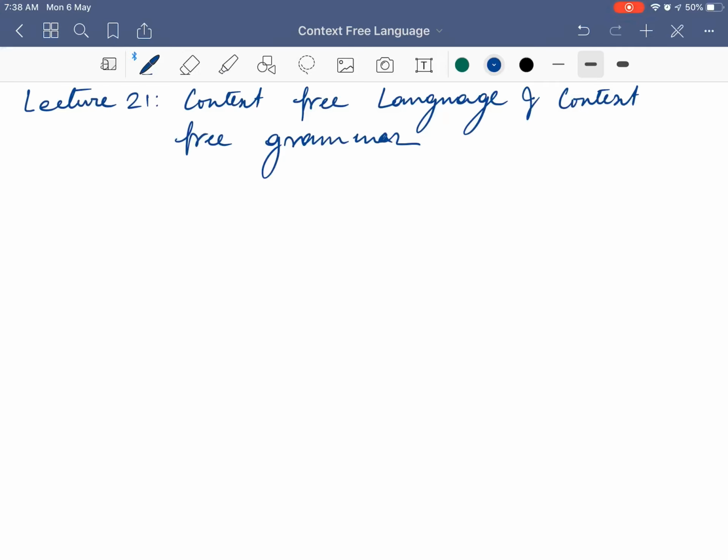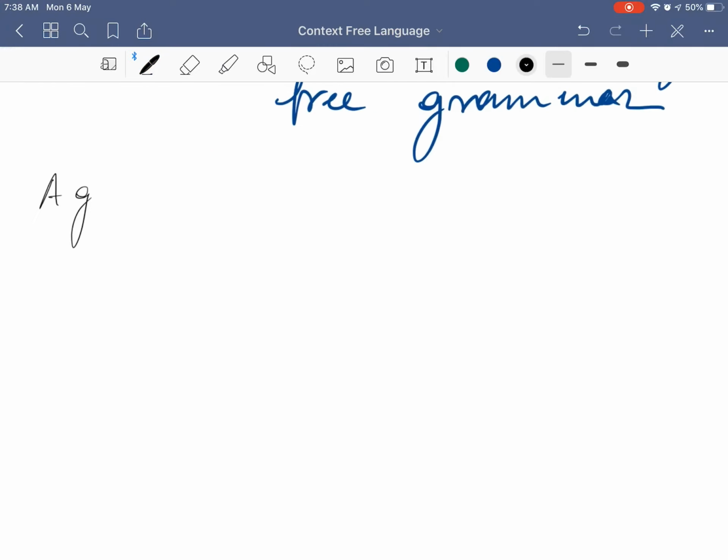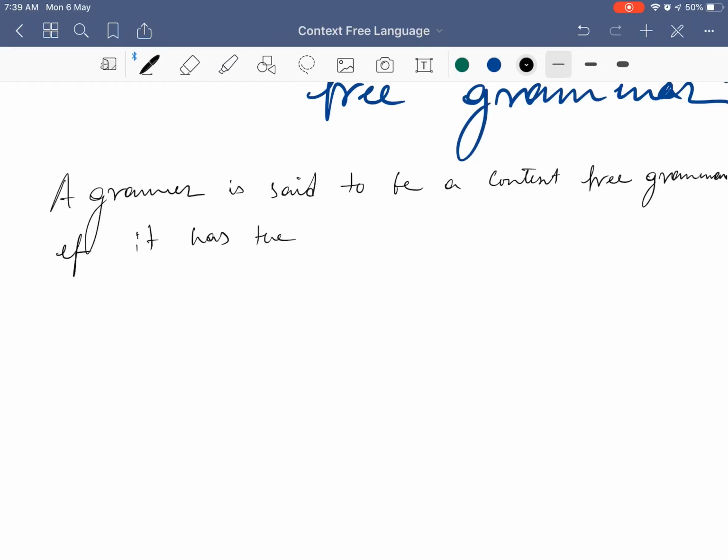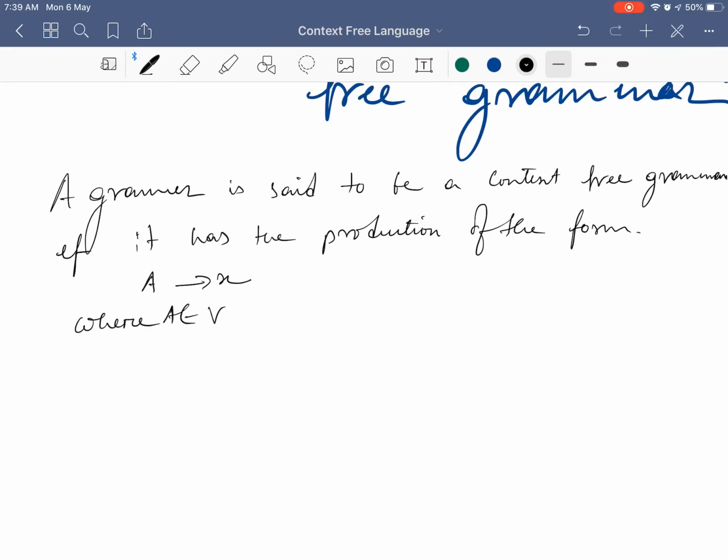Now, the formal definition of context free grammar: a grammar is said to be a context free grammar if it has productions of the form A to x, where A belongs to variable and x belongs to (variable union terminal symbol) star.